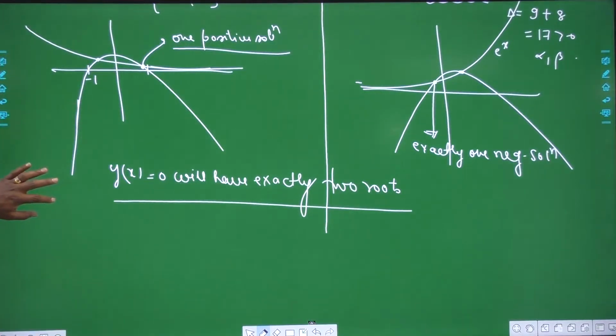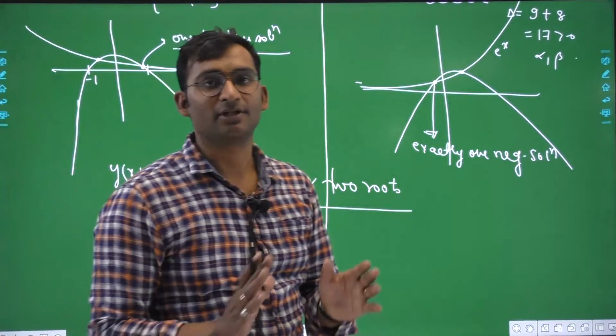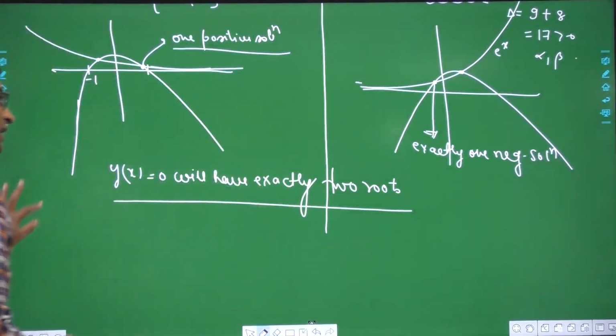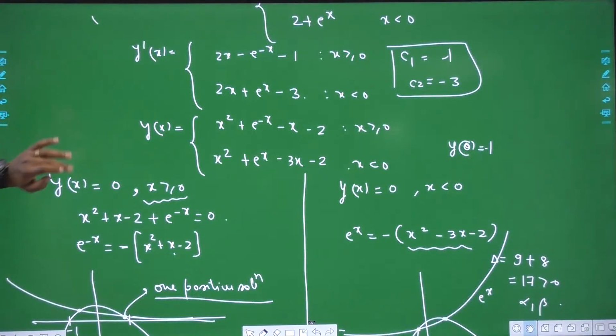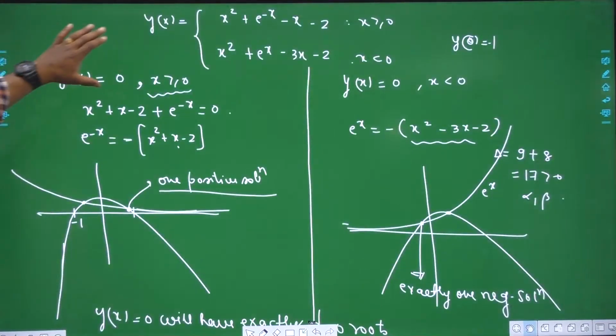y(x) equal to 0 will have exactly two roots. अगर आपको ऐसे नहीं आ रहा होता तो एक और तरीके से मैं करके बताता हूँ. That is also easy. But for that also you would have had to do up till now. यहाँ तक तो आपको तब भी करना ही था. देखिए कैसे, y(x) आपको पता ही है.